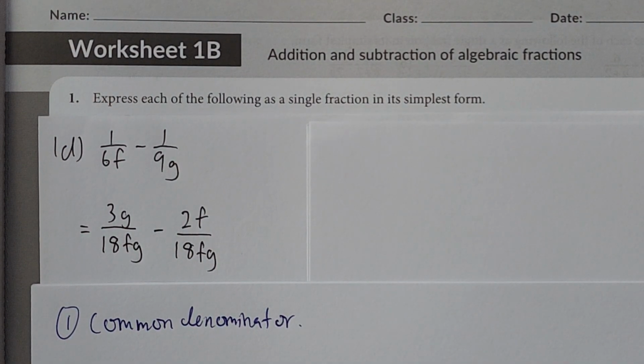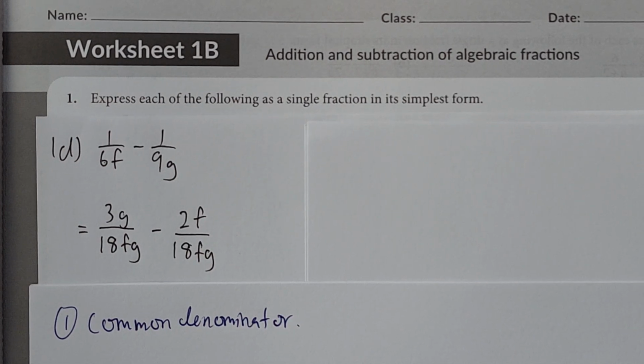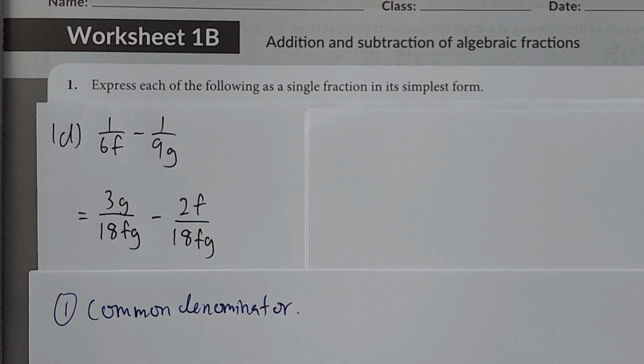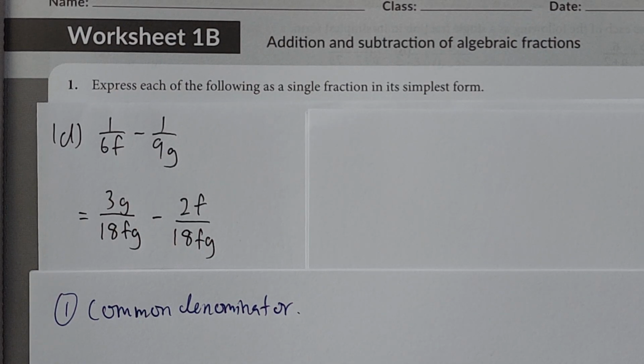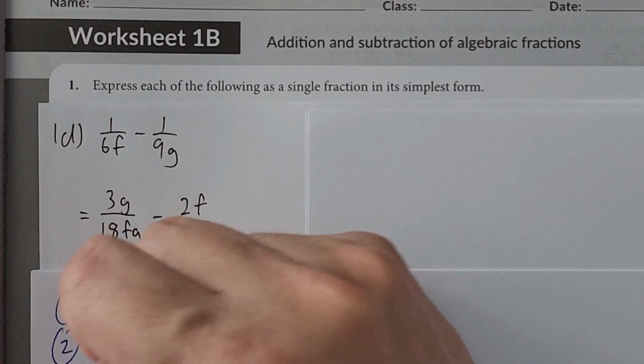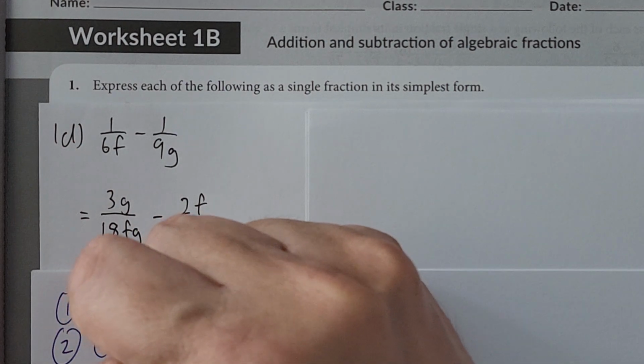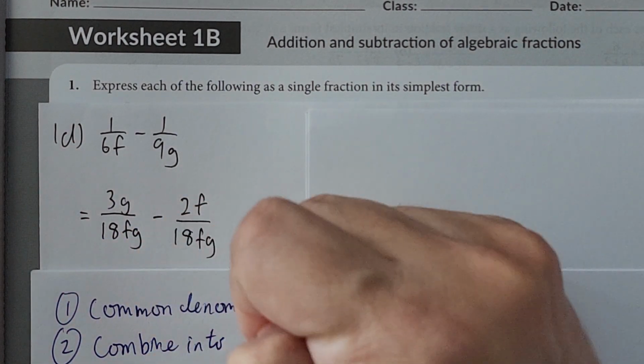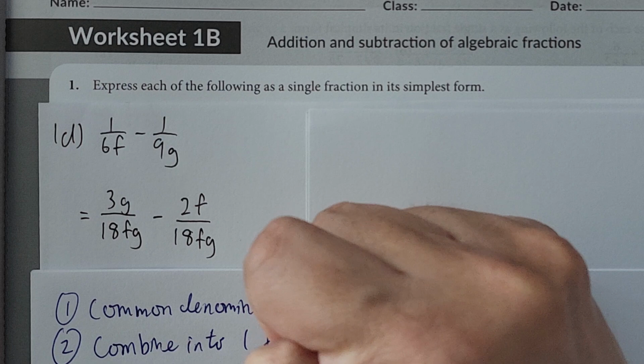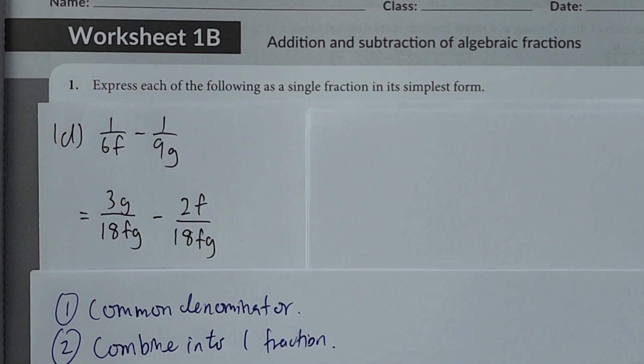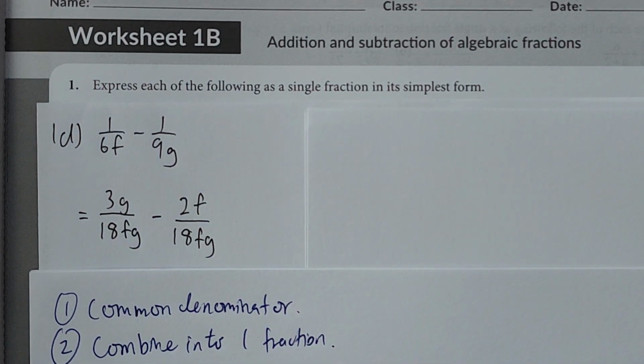Once again, look at the number and the letter separately, so it makes your life easier. So the first step is common denominator. The second step is to combine into one fraction. So the next step is to combine into one fraction.